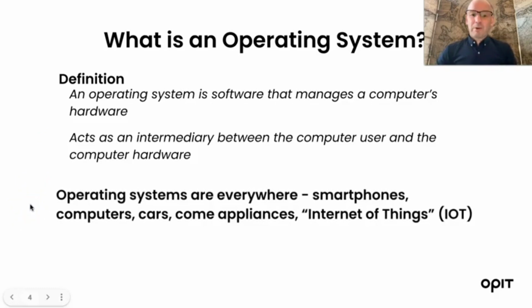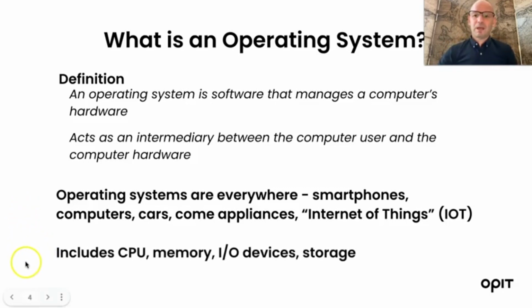Now, operating systems are everywhere. These days, we all probably have smartphone devices. I'd be very surprised if any of you didn't. We have computers, laptops, desktops. We have cars that have onboard computers. We have appliances. And we have, which is becoming more and more popular, the Internet of Things, or IoT. Lots of IoT devices that allow us to interact with appliances, for example.